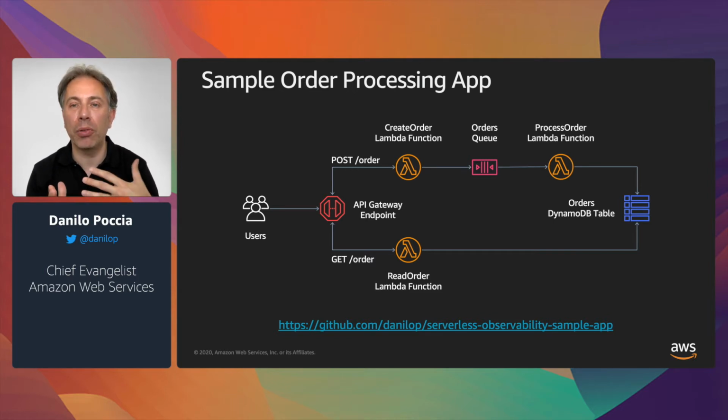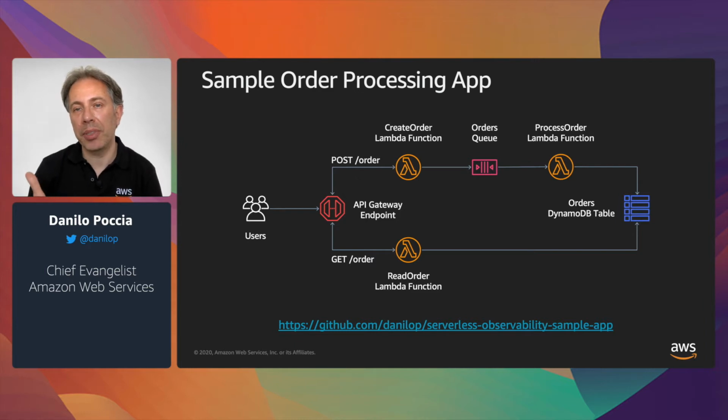You have a very fast online front end where you can't wait even for a few seconds. So you write the orders in a queue to decouple the real-time front end from the backend, and then in the backend you process the orders, do all the fraud checks and whatever, and then you update the status of the order on a database. Here I'm using a DynamoDB table where the read order function is reading the status of the order. So 3 Lambda functions, an API gateway endpoint, an SQS queue, and a DynamoDB table.